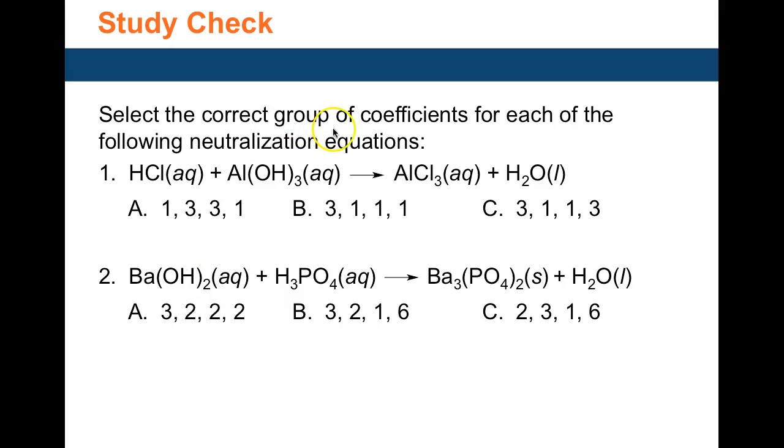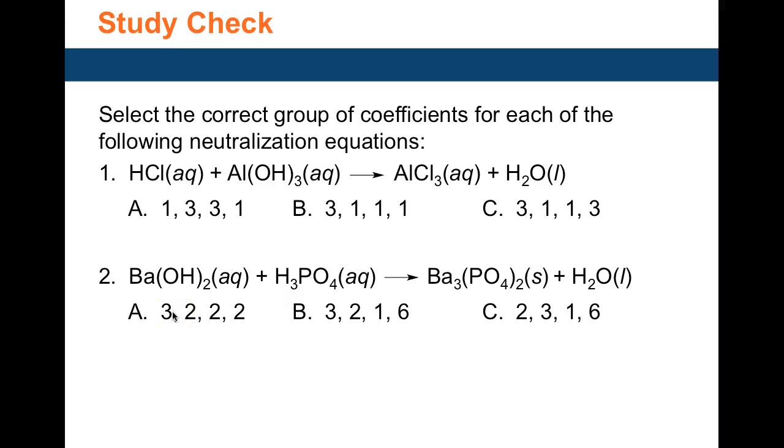Okay, it says select the correct coefficients for each of the following neutralization reactions. Okay, so you have a 3 OH, so you need a 3 here. So that would balance it out. Okay, so you put 3 here, this is fine, and then a 3 here. So 3H and 3OH will give you 3 waters. All right, so 3, 1, 1, 3, and that would be C.